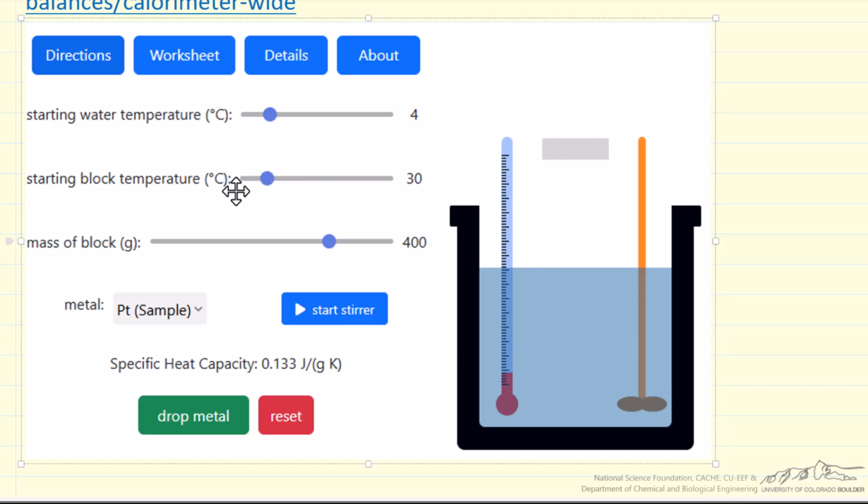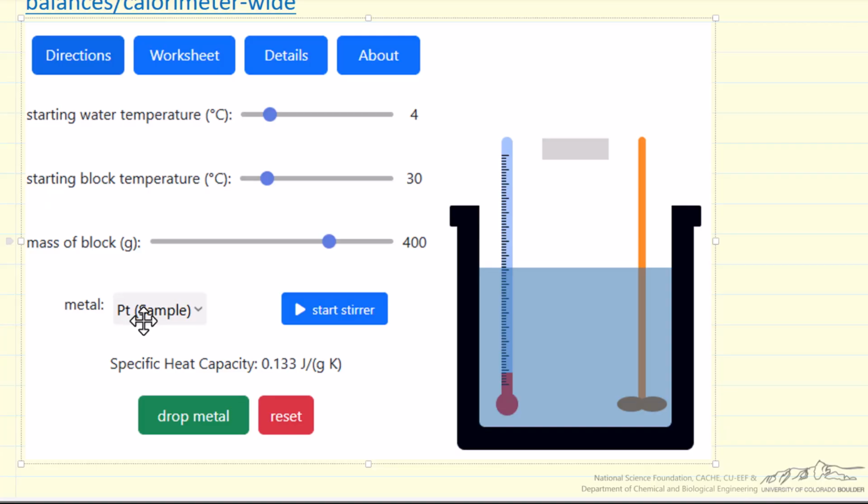We can change the starting temperature of the block. We can also change the mass of the block. And we're going to use this thermometer to measure the final temperature. We can also, of course, adjust the starting temperature of the water. And from then an energy balance, we can determine the heat capacity of the block that we dropped in.